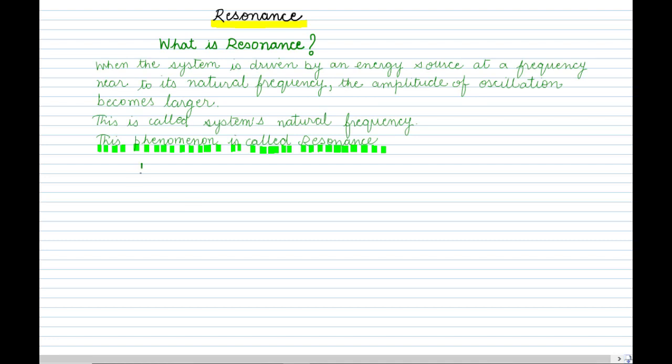If we take any LCR circuit, that means we have an alternating current or alternating voltage source, and in the circuit we have one inductor, one capacitor and one resistor. Then this circuit we call an LCR circuit.